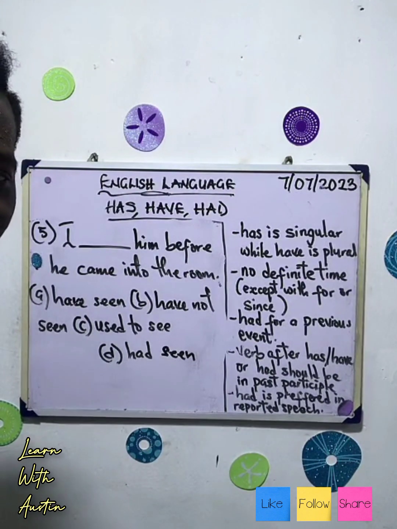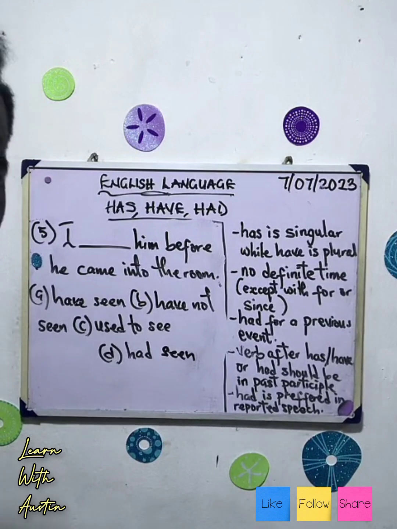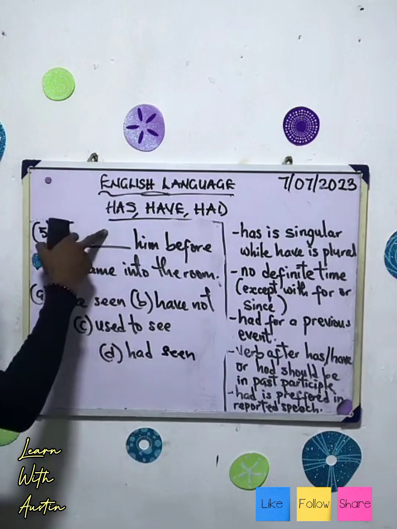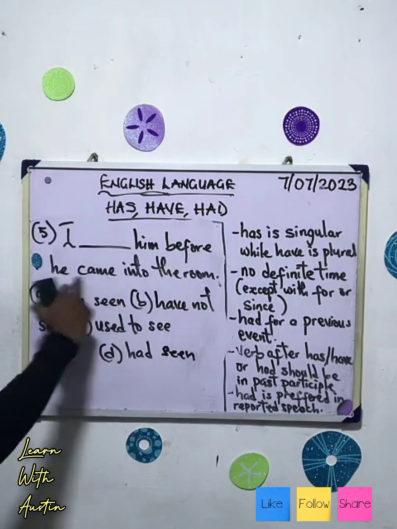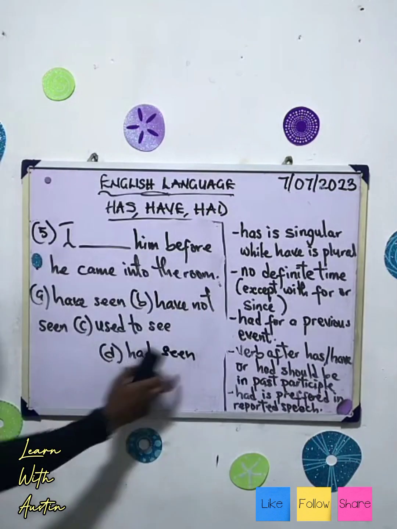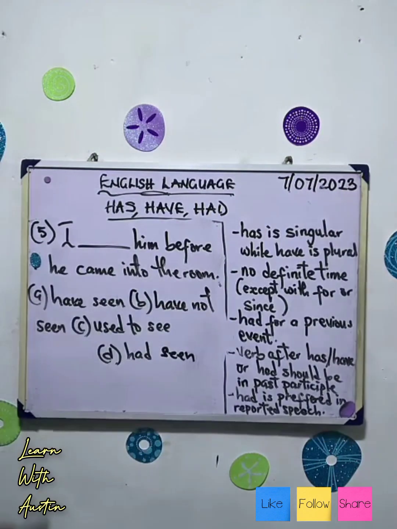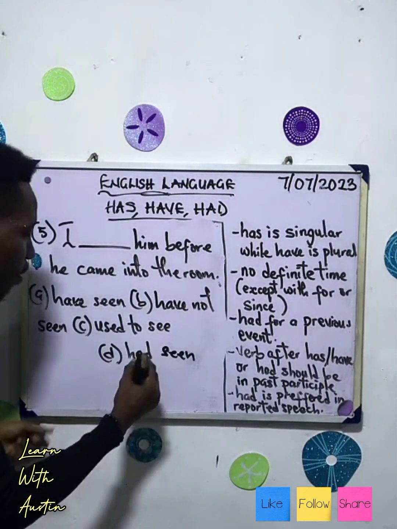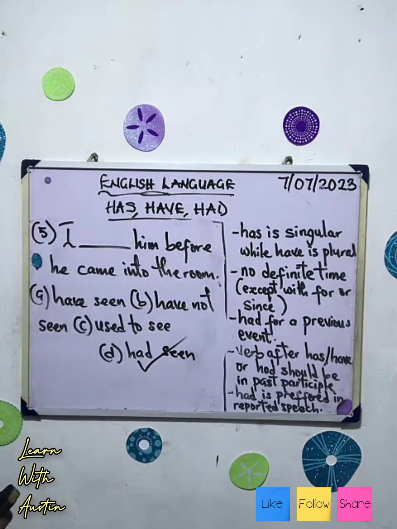D, I've seen. Okay, everybody's going with it. That's the answer. A previous event before a past event. A past event, he came into the room, but before this, there was a previous event. Had. So I had seen him. That's the answer. Had seen. Correct.